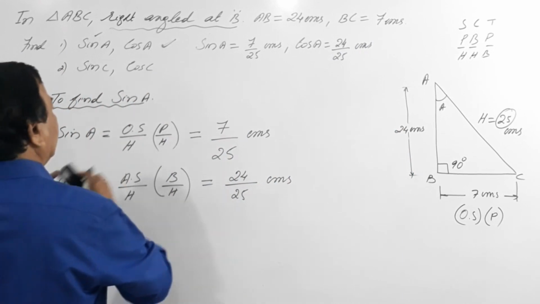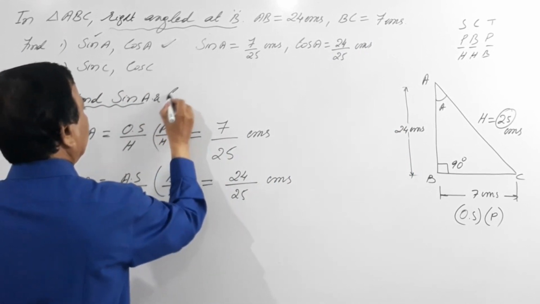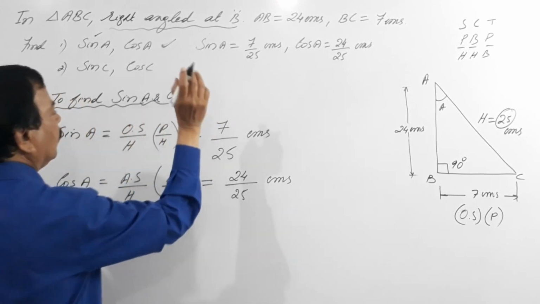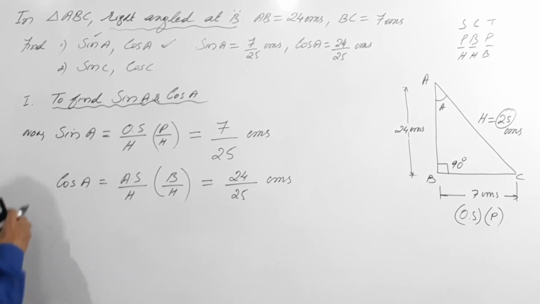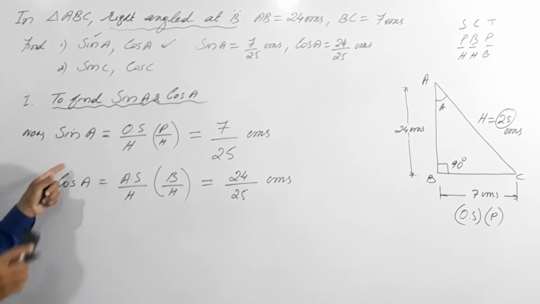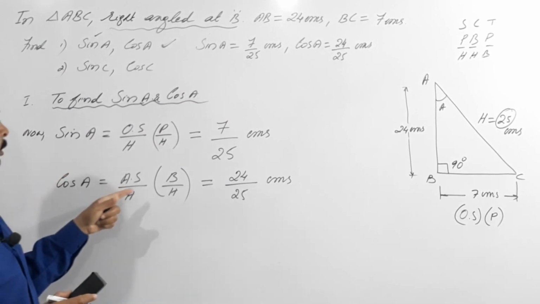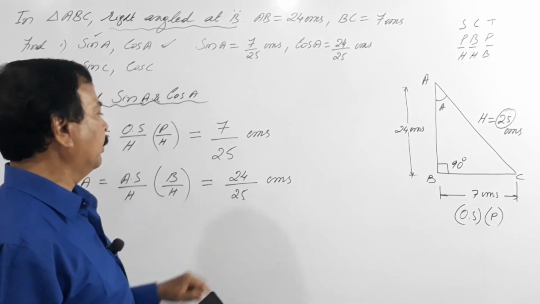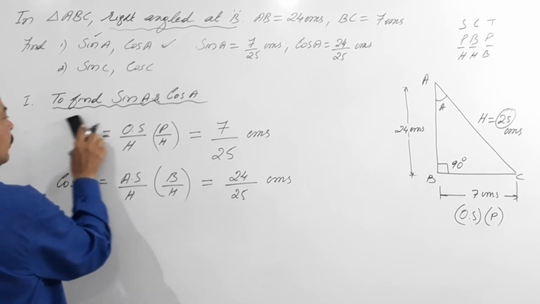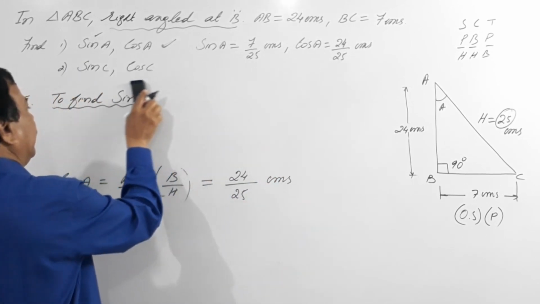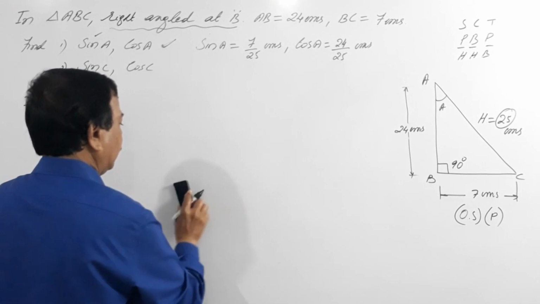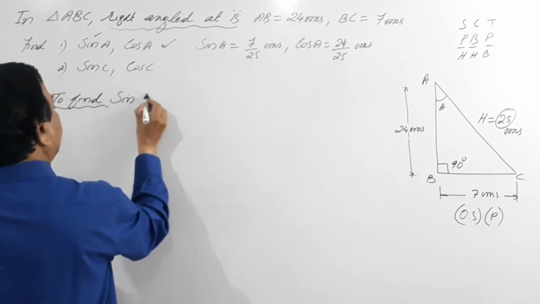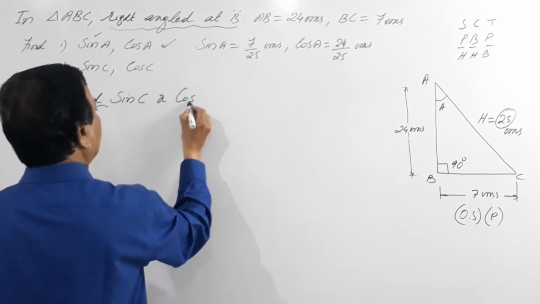We have found both sin A and cos A. So let's find the second. I will rub this and copy it: adjacent by hypotenuse, right? Correct. Next, to find sin C and cos C.